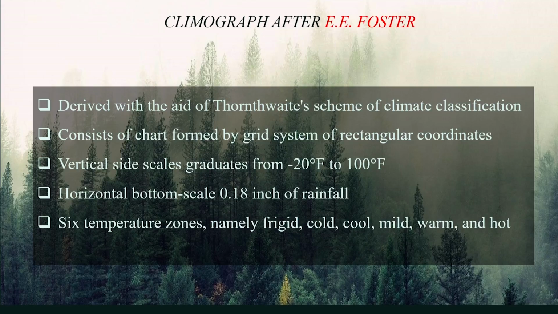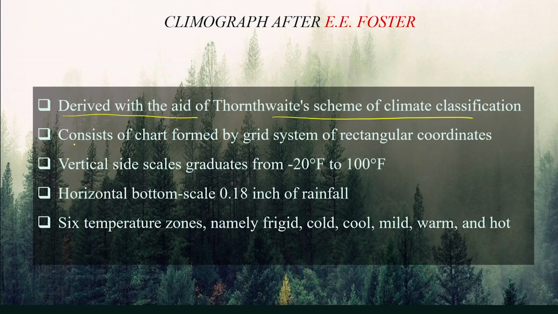Next we will move on to E. Foster's climograph. E. Foster's climograph was developed in the year, as we already saw. Here the derived climograph was based on Thornthwaite's scheme of climate classification. So he took the climate classification explained by Thornthwaite. It consists of charts formed by a grid system in rectangular coordinates. If you see Taylor's graph, it will be similar to Foster's. These are two combinations of graph.